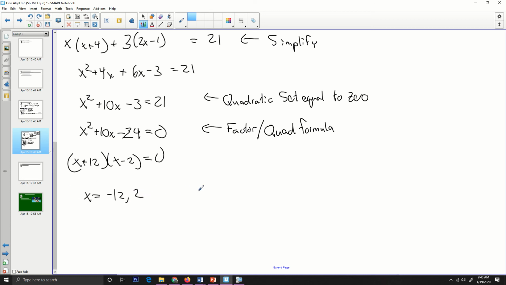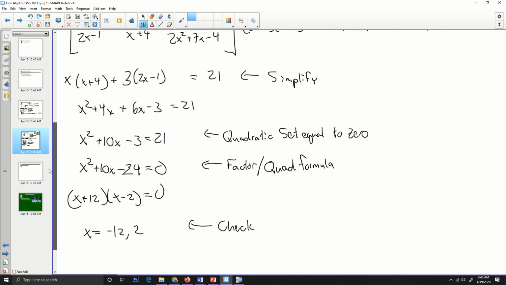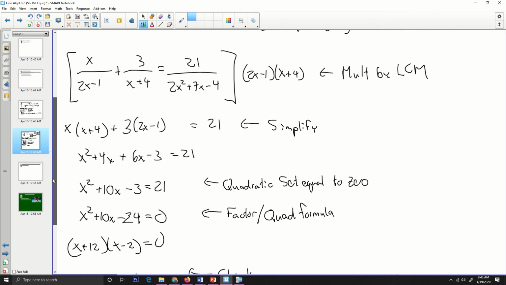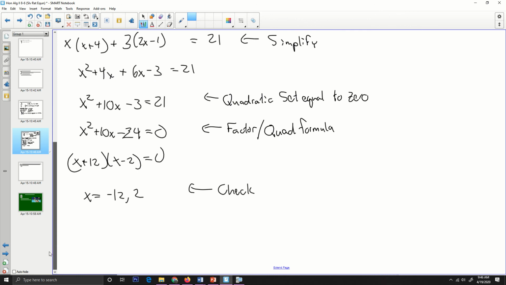Now I should go back up and check. All right, so negative 12. Does negative 12 make any of these equal to 0? Well, negative 12 certainly doesn't make that 0. Negative 12 doesn't make that 0. And if it doesn't make either of these 0, it won't make that one 0. Positive 2: 2 times 2 is 4 minus 1. That's not 0. And 2 plus 4 is 6. So that doesn't make that 0. So we are okay with these as our final answers for that one.